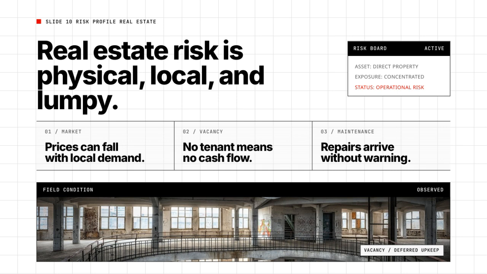Then there's vacancy risk. If there's no tenant, there's no rental income, directly hitting cash flow. Finally, maintenance risk is significant because repairs and upkeep needs can arise unexpectedly, sometimes requiring costly interventions. We've observed specific conditions like vacancy and deferred maintenance, which can further highlight vulnerabilities in managing the property. Understanding these risks helps us better manage and mitigate potential losses in real estate investments.